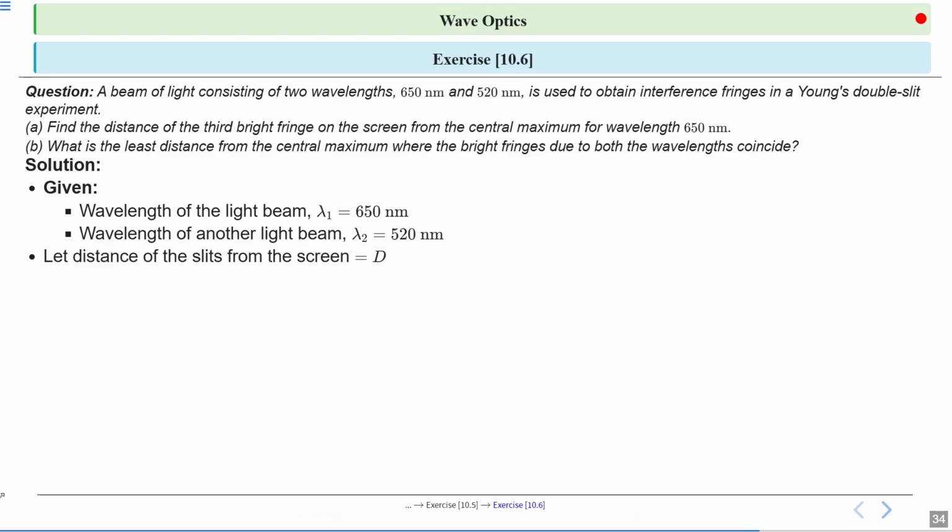Next, let's define the distance from the slits to the screen, which we will call capital D. The greater the distance, the more spread out the fringes will be. We also need to consider the distance between the two slits, which we will denote as small d.